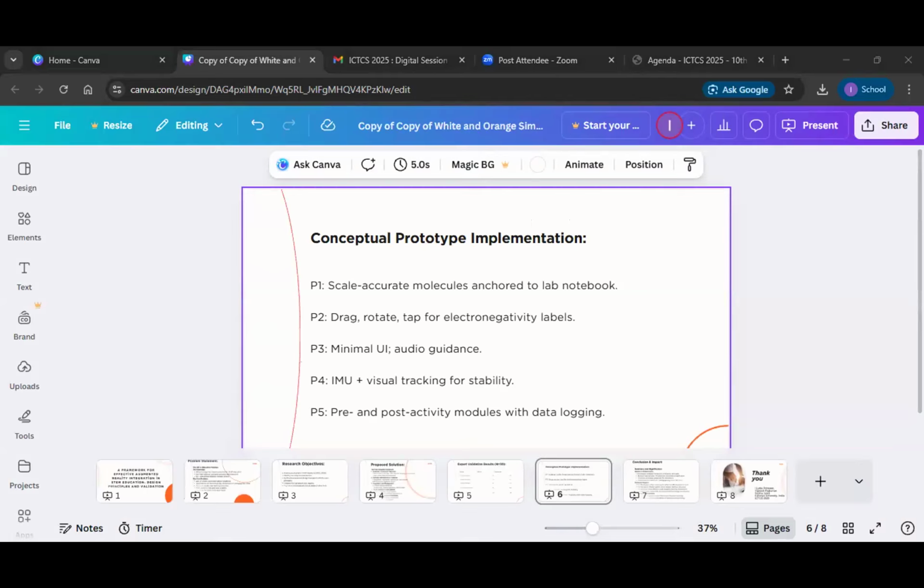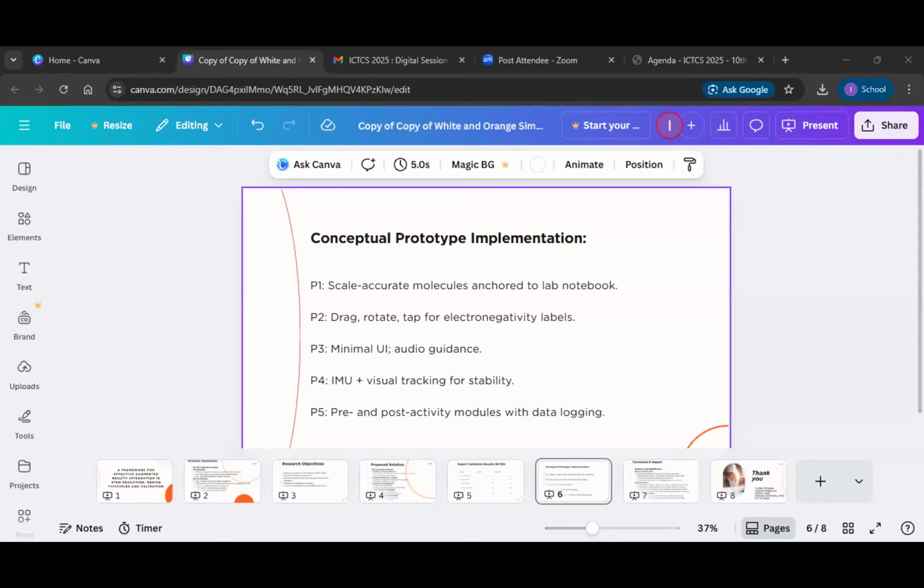The first point is contextual alignment, which means we're taking, for example, a molecule which is shown in our textbook. We're comparing the 2D diagram with the 3D diagram, and being able to manipulate it is what is called contextual alignment.